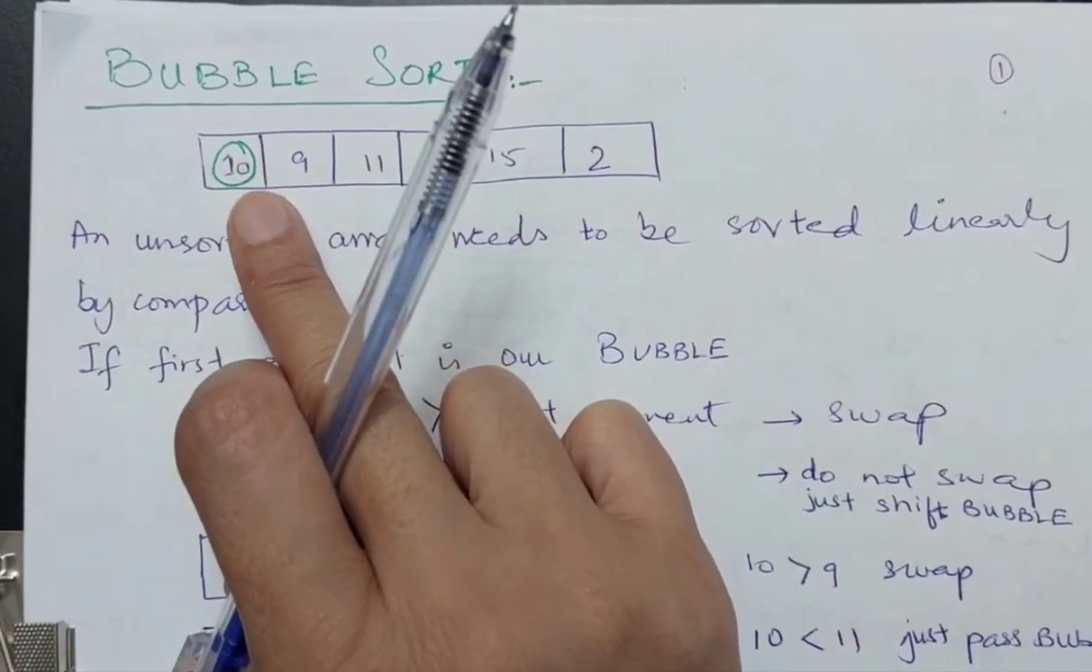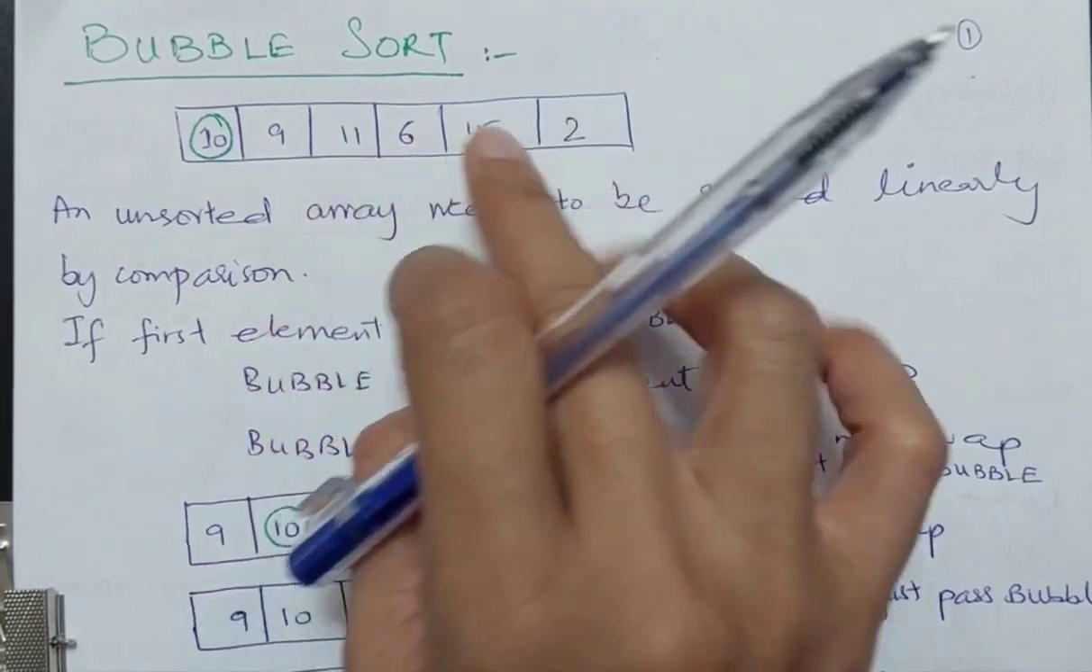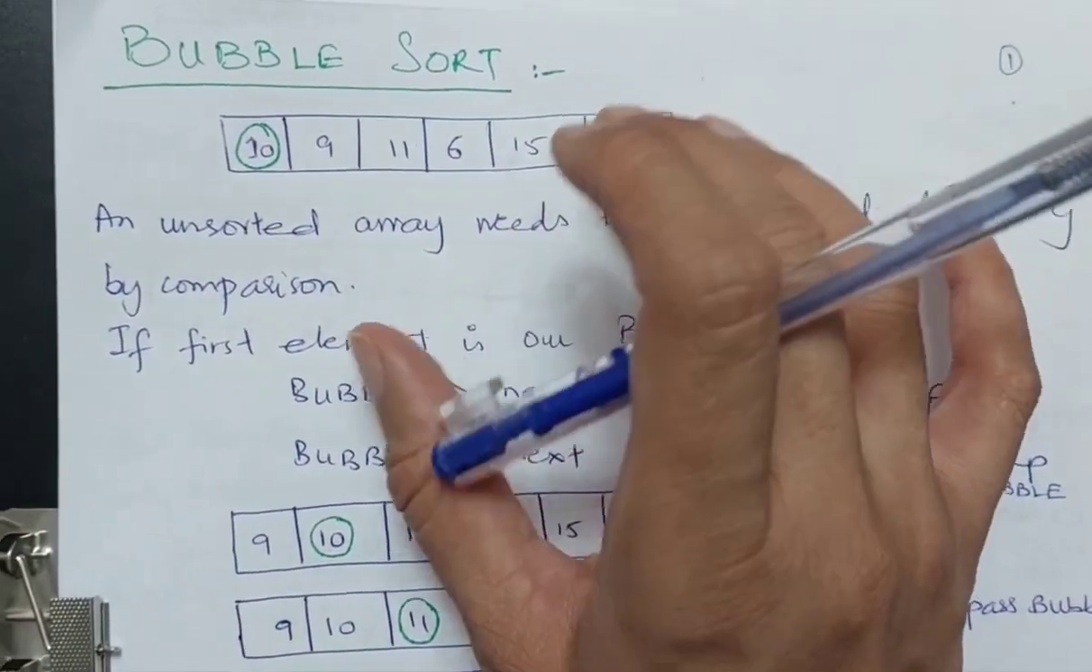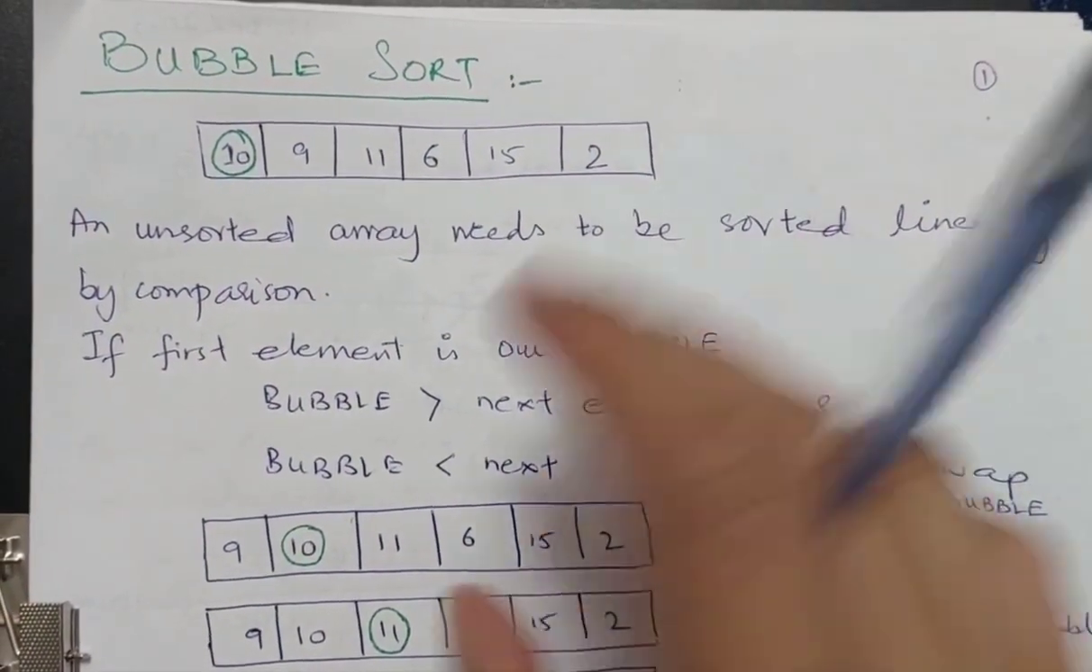You have a very big number in the beginning, a big number in the middle, and a small number lying at the end. So this is not a sorted array. What if I want to sort it with the help of bubble sort? So how does bubble sort proceed?